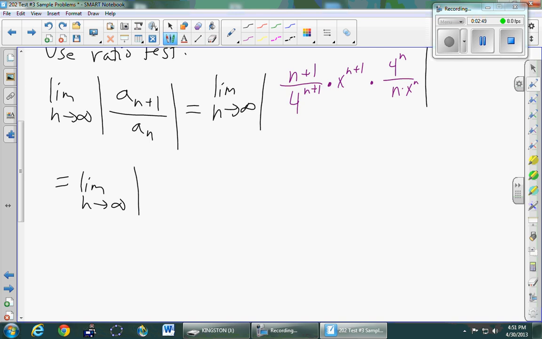Still keep absolute value, and now we're going to reduce. So 4 to the n plus 1, 4 to the n, there's an extra 4 downstairs. x to the n plus 1, x to the n, there's an extra x upstairs. And then the n plus 1 and the n, I will just copy. n plus 1 is here, n is here. So that's what we get when we reduce.